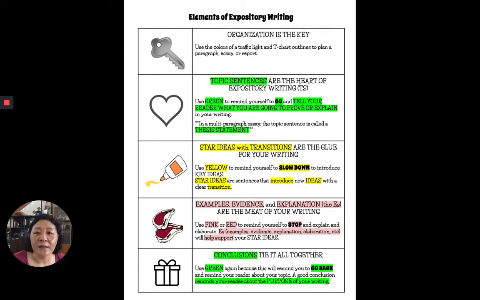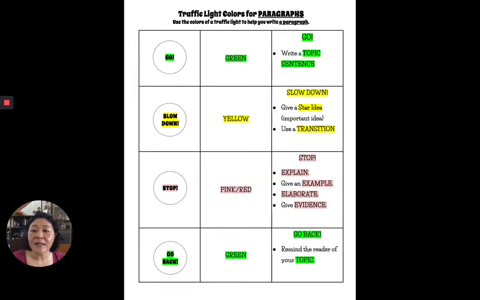When you are writing, especially expository, there is a purpose for writing because you are trying to inform or give information to somebody. Okay? All right, I'm going to go on to the next slide.